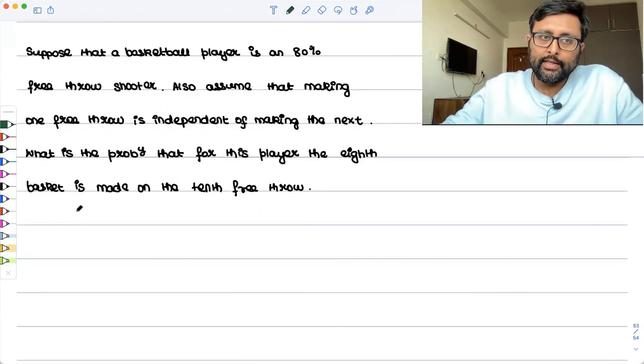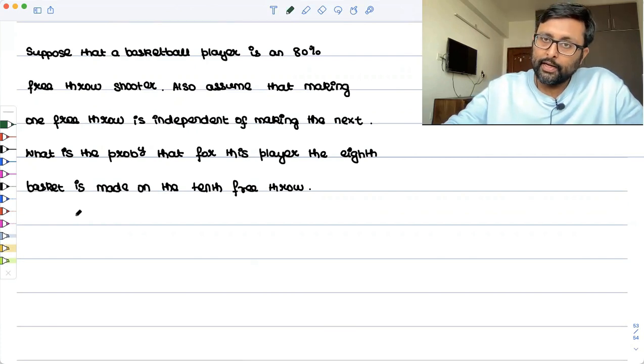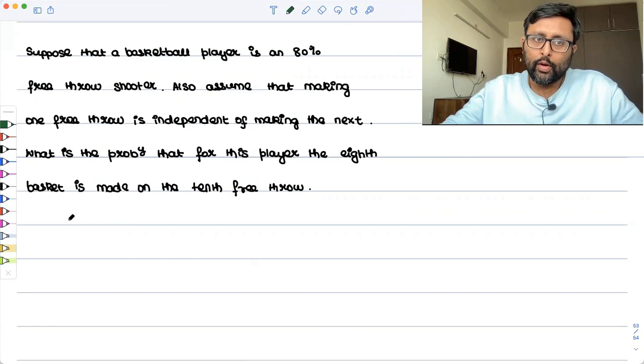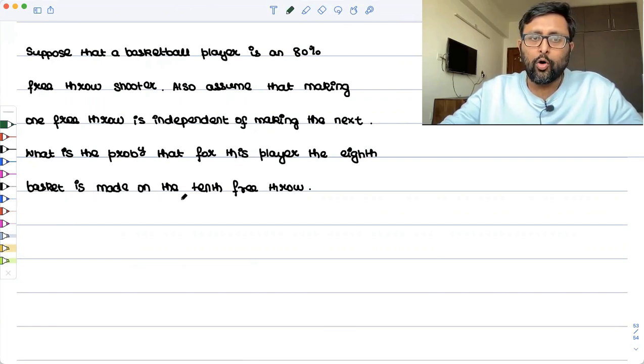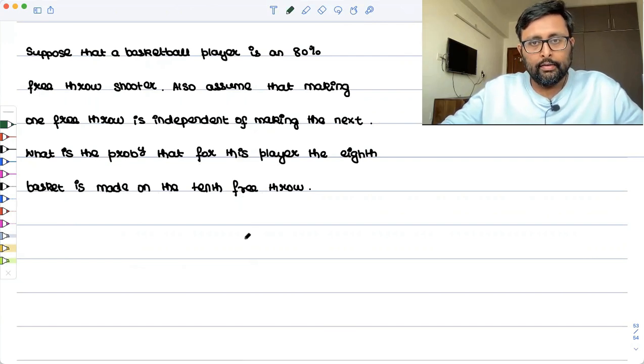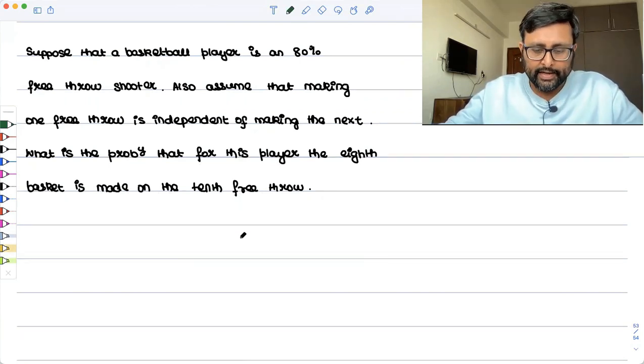Suppose that a basketball player is an 80% free throw shooter. So this probability is fixed and this is given to you. Also assume that making one free throw is independent of making the next. So this is satisfying the property of negative binomial. One experiment is independent of the other. What is the probability that for this player, the 8th basket is made on the 10th free throw? So you will be repeating the experiment till he gets 8 successes.